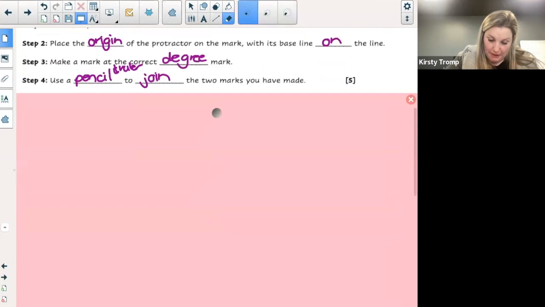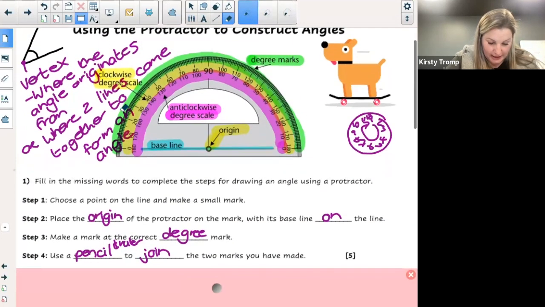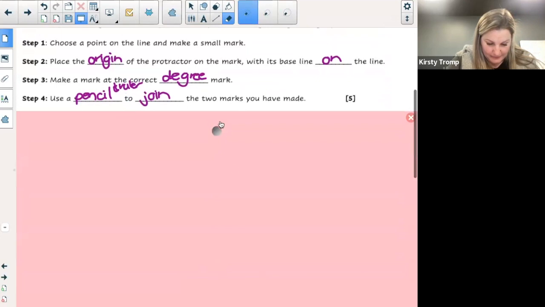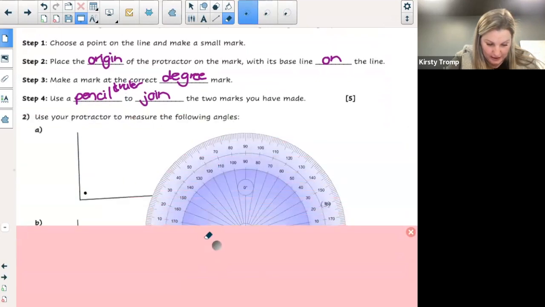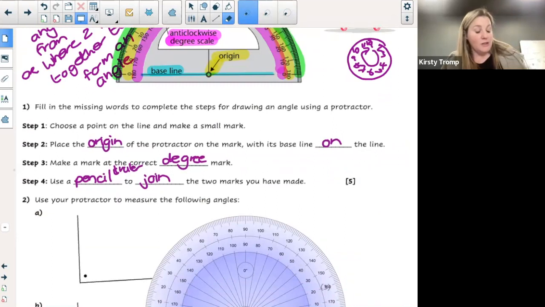Okay, I'm going back to this page in case anyone wants to take a screenshot of how we did that. And I'm going to drag this page down a little bit for you because we're going to go and measure some angles now. I see that Asonge, you have a question. Asonge, what's your question?